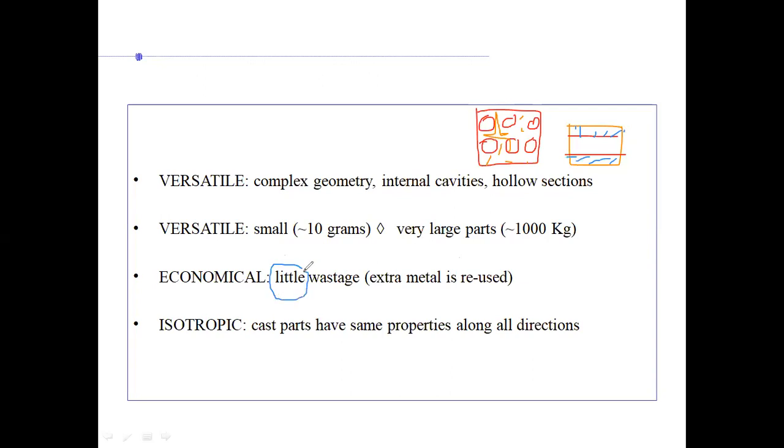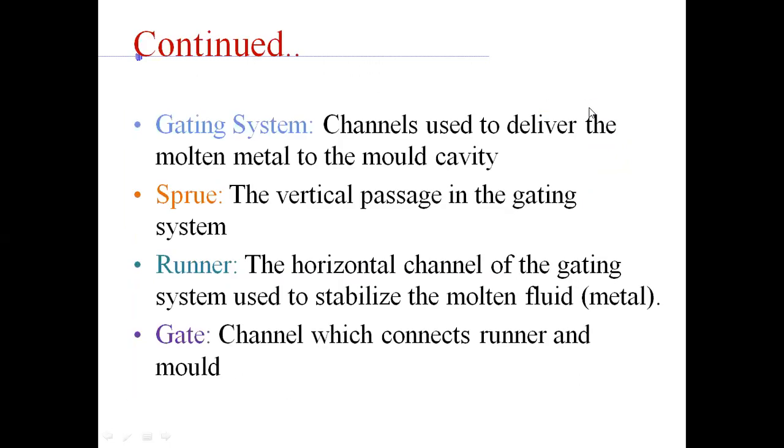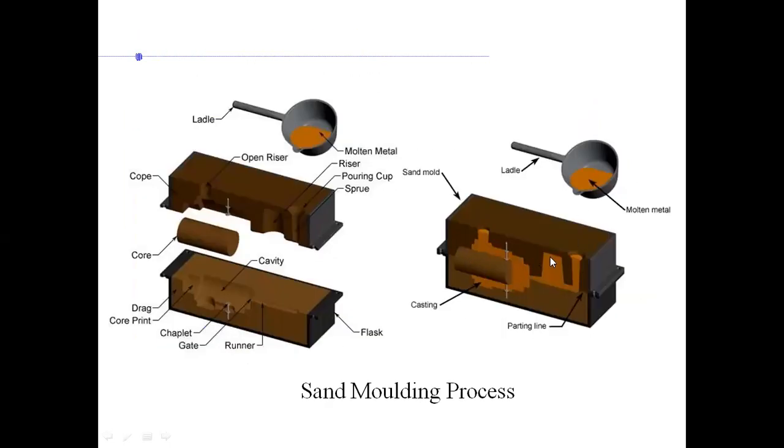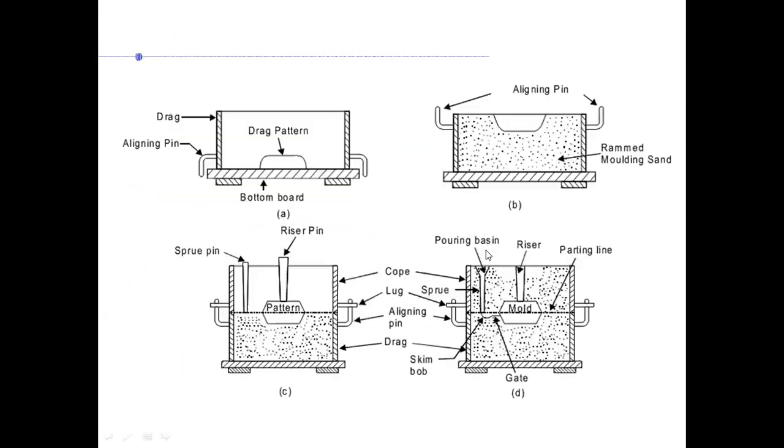That little wastage counts as what? In the form of riser, in the form of gating system, right? Because the molten metal has to flow through. Let me show you that. The molten metal has to flow through all of these channels just to get to the mold cavity and then this riser. So this all counts as waste, isn't it? You have to remove that. Our required component is this. So this is our little waste that we are talking about: the riser, sprue, all these other things, gating system and runners. That can be melted again. So there is little wastage.